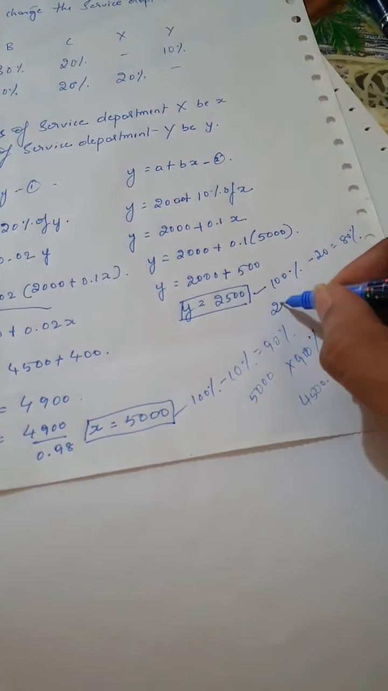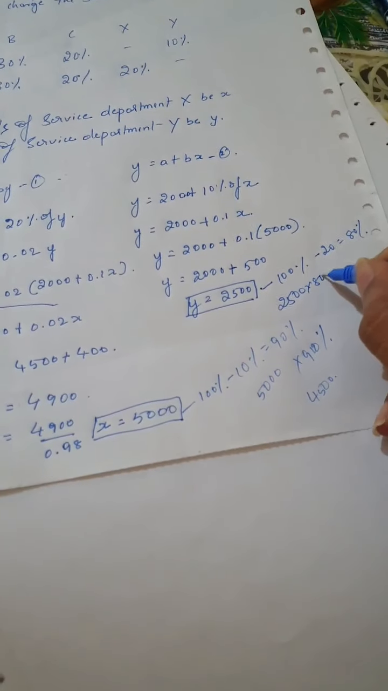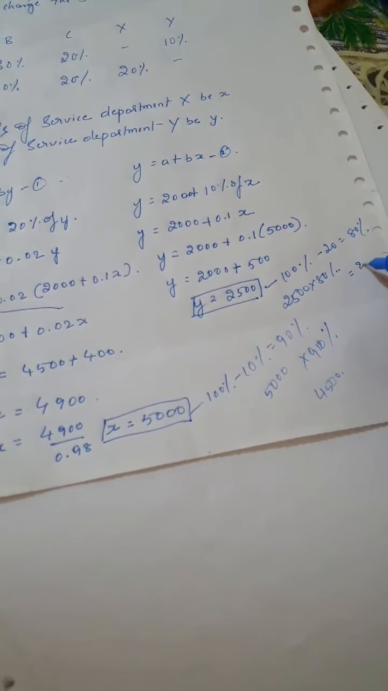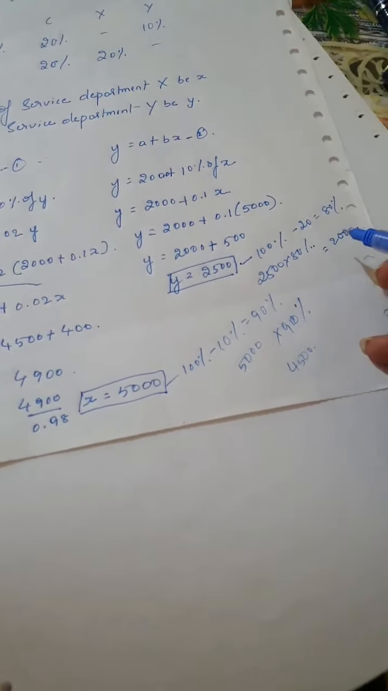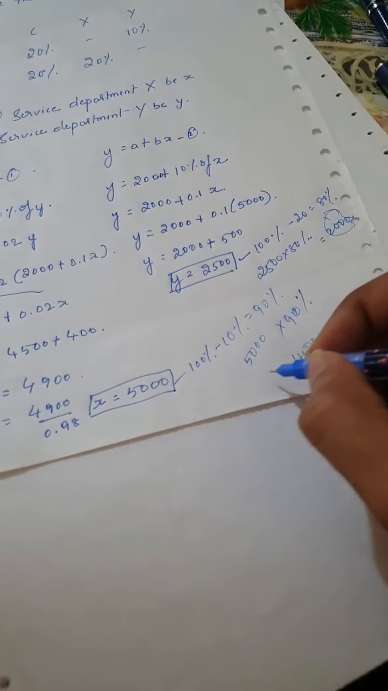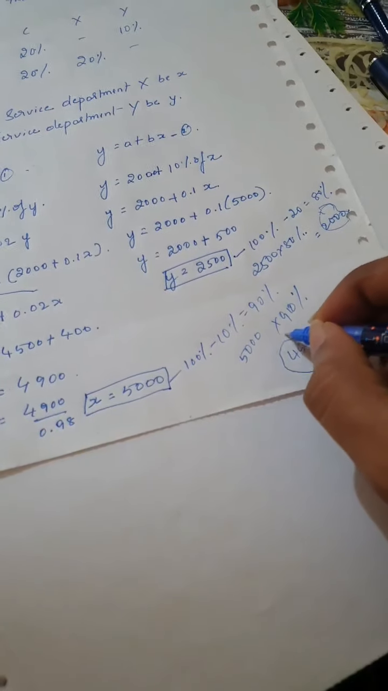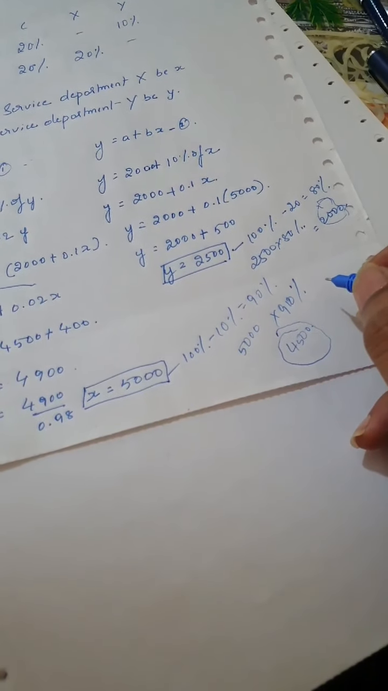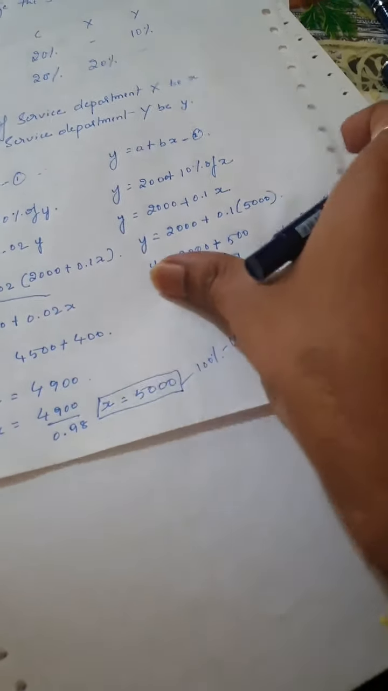So 2500 into 80%, how much we get? We get 2000. That means only we have to allocate this 2000 to production department A, B and C, and from service department X 4500 should only be allocated to production departments. Hope you have understood this. Now look carefully. So what we have to write?